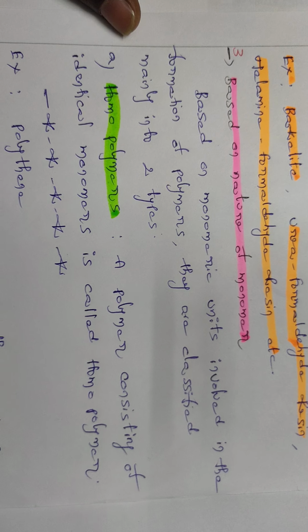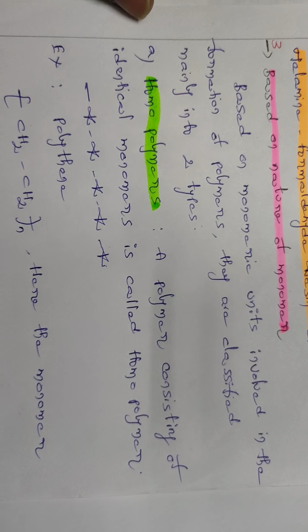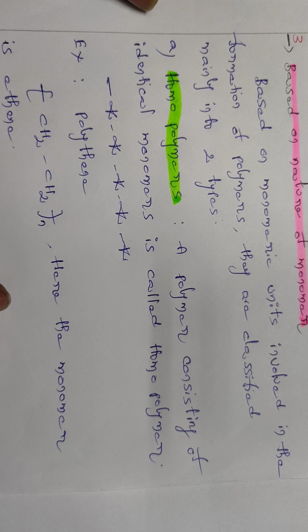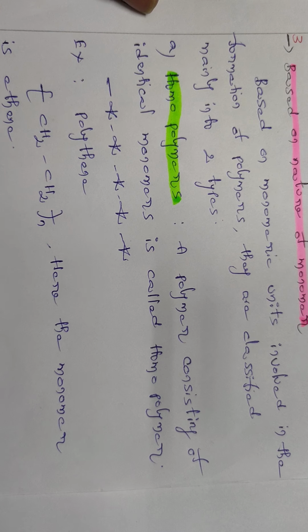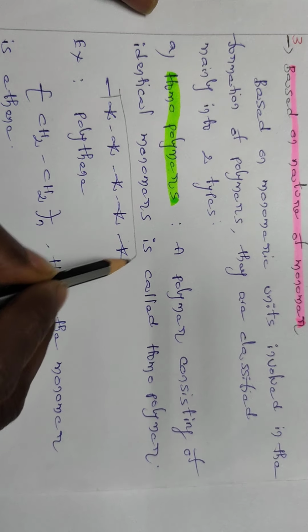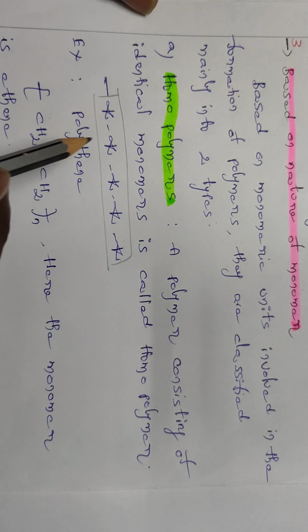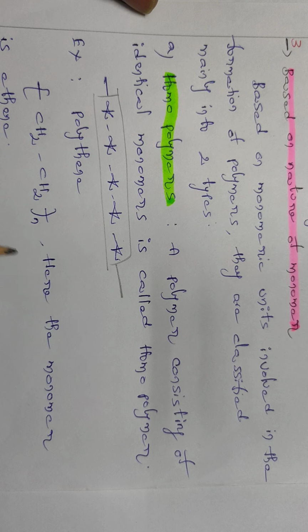Homo means same. The name itself says that homo means same. A polymer consisting of identical monomers is called a homopolymer. That means if a polymer has the same monomeric units, for example, if K is a monomer, then the entire polymeric chain contains K. All the monomeric units in the polymeric chain are the same.